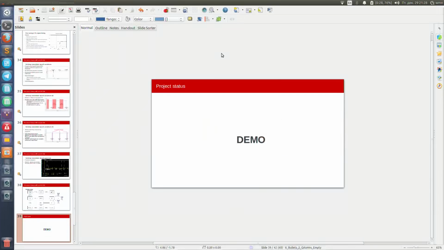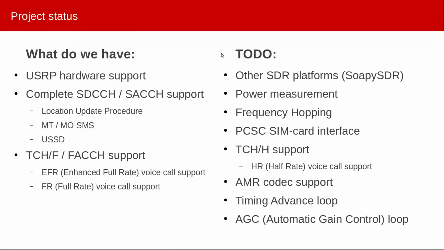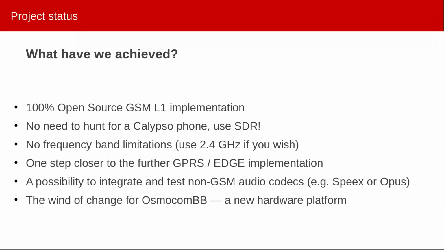The current project status is here, and it's not as perfect as I would like to see. What we have achieved is that now we have a full open source GSM layer 1 implementation. So you don't need to hunt for Calypso phones anymore. Feel free to use software-defined radio. You can use any frequency you want. For example, you can run your network in the Wi-Fi band and call in this network.